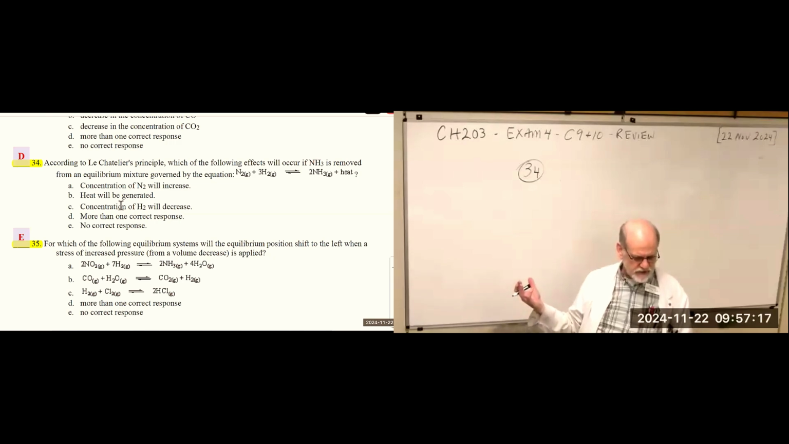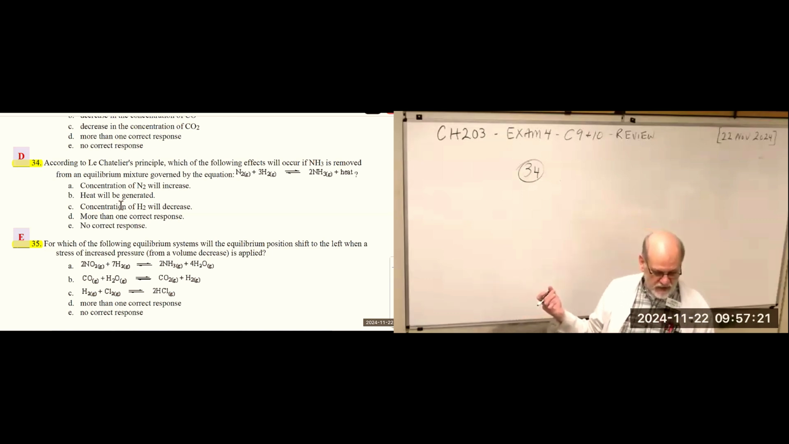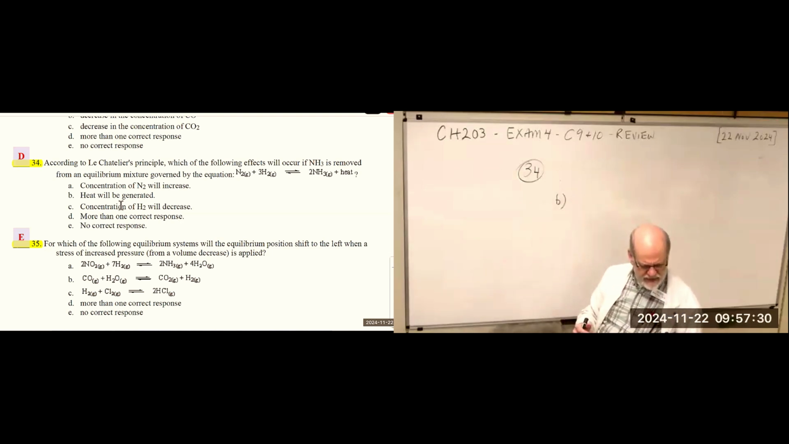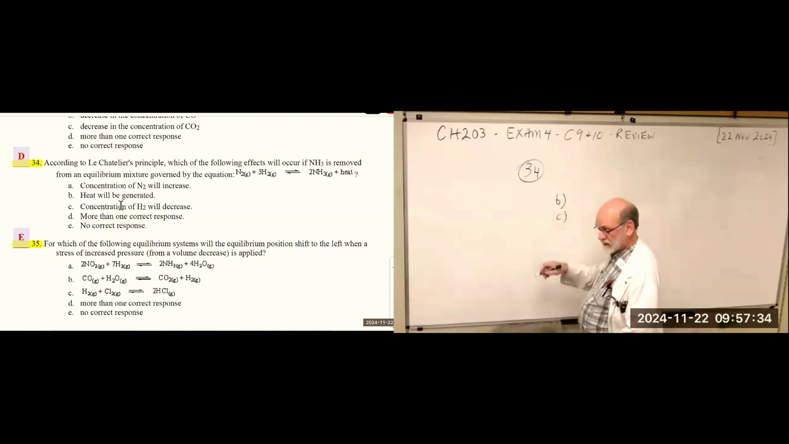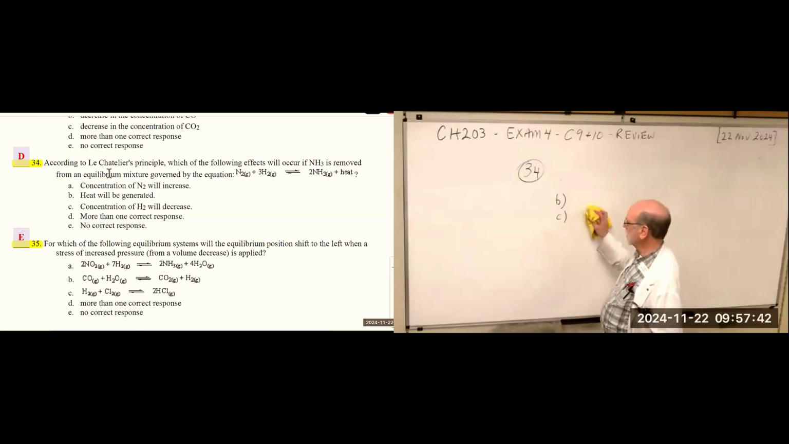So A says concentration of N2 will increase. No, it'll decrease. Heat will be generated. Yes. So B is correct. And C, concentration of H2 will decrease. C is also correct. All right, so we have more than one correct response for the Haber equation.